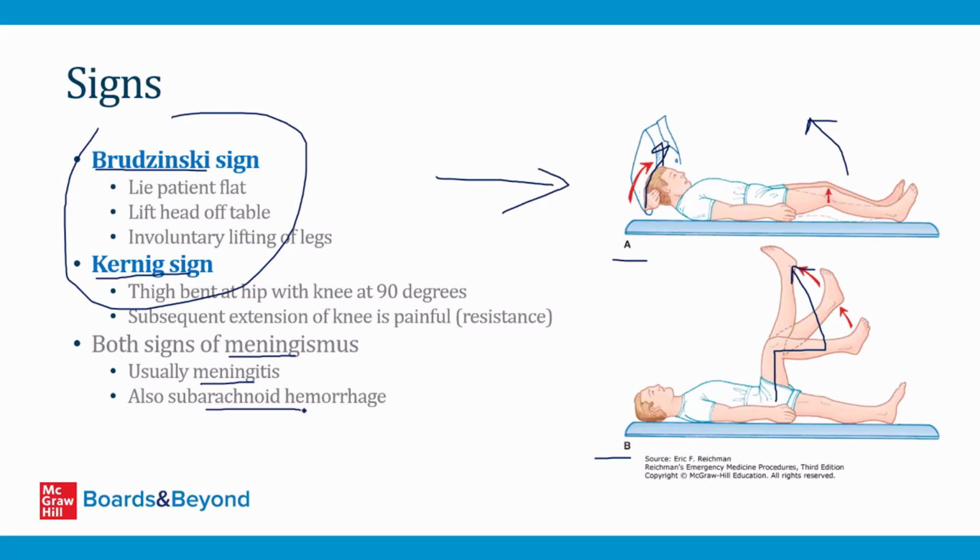The big difference is that the onset of subarachnoid hemorrhage is usually abrupt and sudden compared to meningitis, which is usually a slowly evolving inflammatory process that occurs over hours or days.